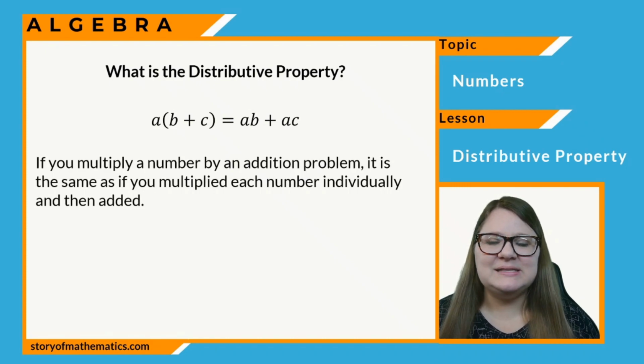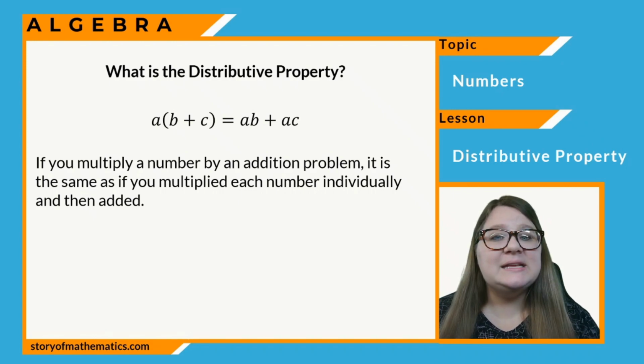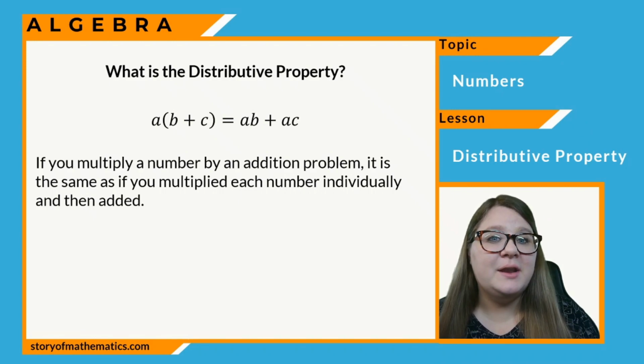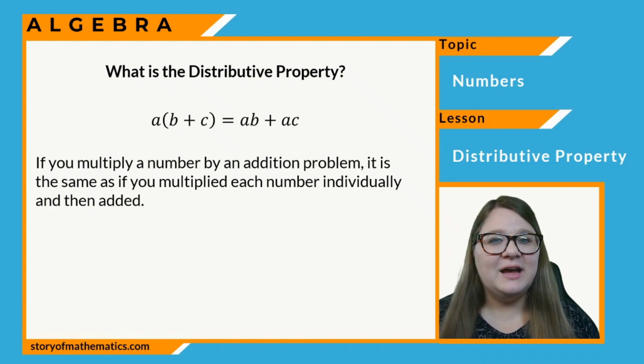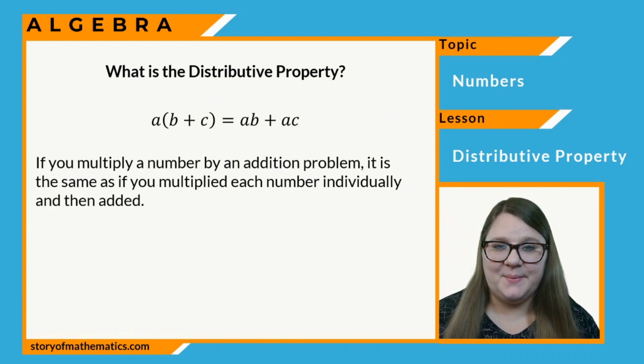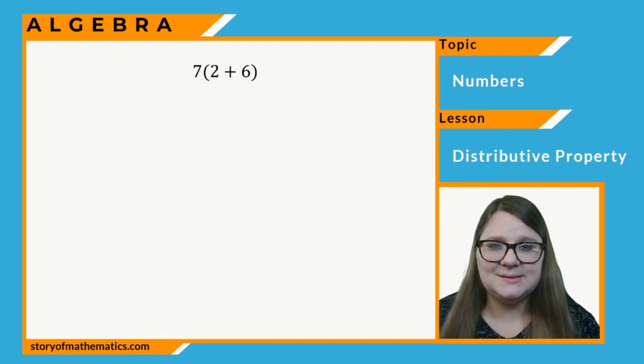So another way to write this is if you multiply a number by an addition problem, it is the same as if you multiplied each number individually and then added. Now, I find that this is easier to see with an example. So let's take a look at this example here. 7 times (2 plus 6).